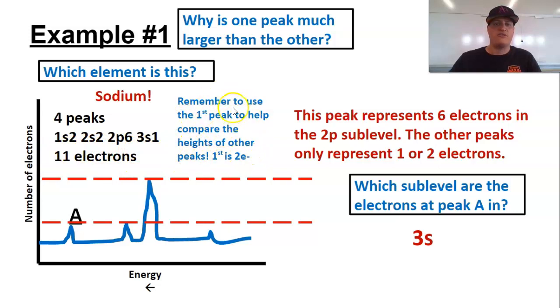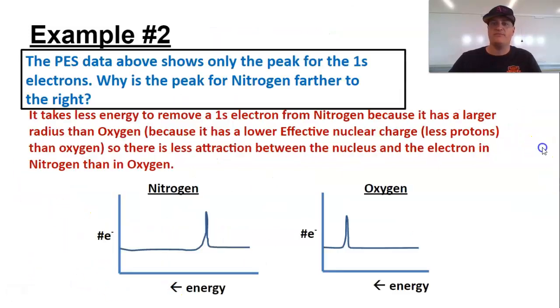And therefore, again, your first peak is to help compare the other peaks. The peak represents 6 electrons. The other peaks only represent 1 or 2 electrons. Which sublevel are the electrons in peak A? If this is peak A, that shouldn't be 3s. That should be 1s. I think my things got moved over when I translated it. So the sublevel the electrons in peak A are in, that'd be the 1s, because that's the highest amount of energy needed, because energy is increasing this way. Okay, so always make sure you read your axes to see which way it's going to be directed.